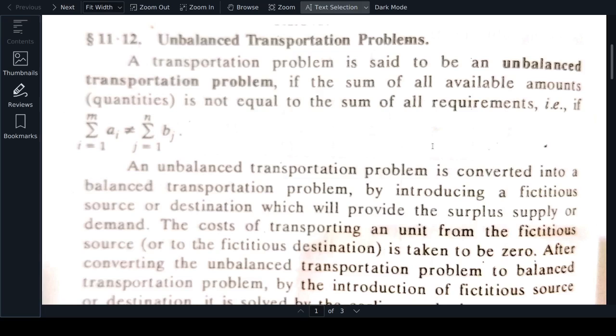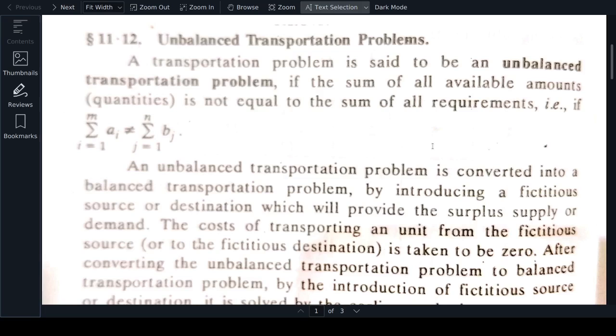So how to check whether it is a balanced or unbalanced transportation problem? This depends upon availability and demand. Suppose the demands are given, and the availability is given. If the sum of the availability and the sum of the demands are equal, then this is a balanced transportation problem. And what do we mean by an unbalanced transportation problem?